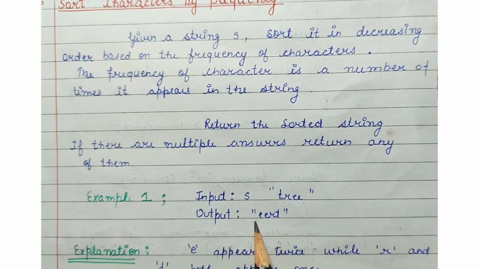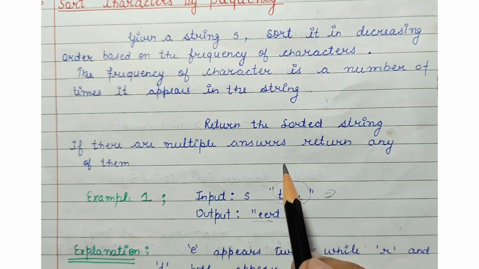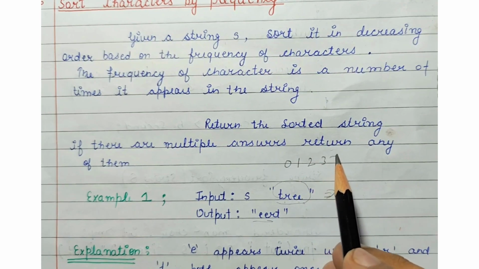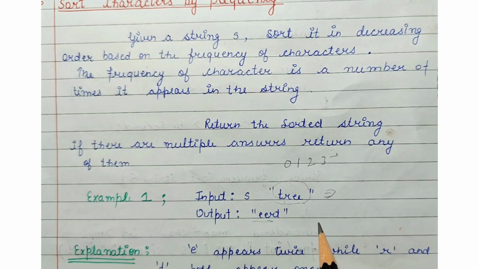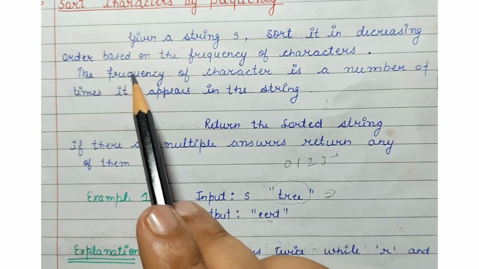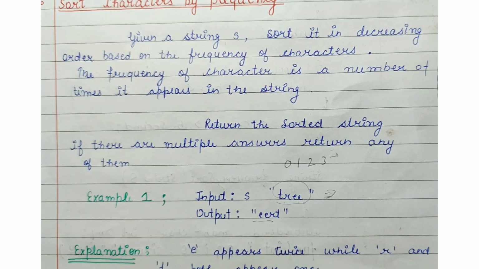So in the output, we have to sort this string in decreasing order. Sorting is implemented in two ways: one is increasing order, another is decreasing order. Increasing order means first we have lower frequency, then higher frequency, and so on. In decreasing order, first we display the character which has large frequency, then smaller frequency. But here we have to sort the elements in decreasing order, means first we display the character which has higher frequency.